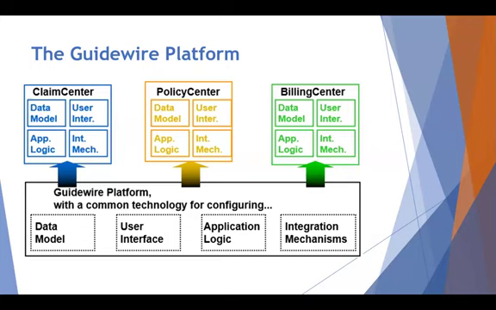Data model is nothing but the tables. In Guidewire terms we call them entities or type lists. Those entities and type lists are called the data model. The data model structure is going to be different for each center. In ClaimCenter, it is going to be the claim entity. In PolicyCenter, it will be a policy entity, policy period entity. So those will be different. Only that you need to understand.